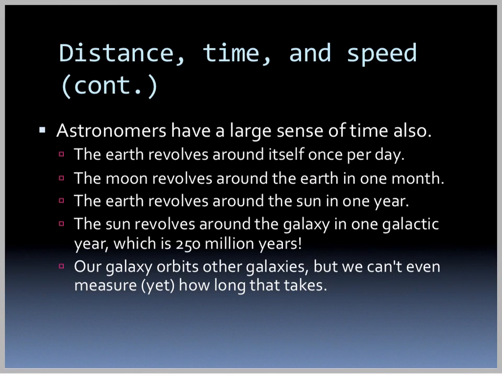Astronomers have a large sense of time also. So for example, the Earth revolves around itself once per day. The Moon revolves around the Earth in 1 month. The Earth revolves around the Sun in 1 year. The Sun revolves around the galaxy in a galactic year, which is 250 million years.